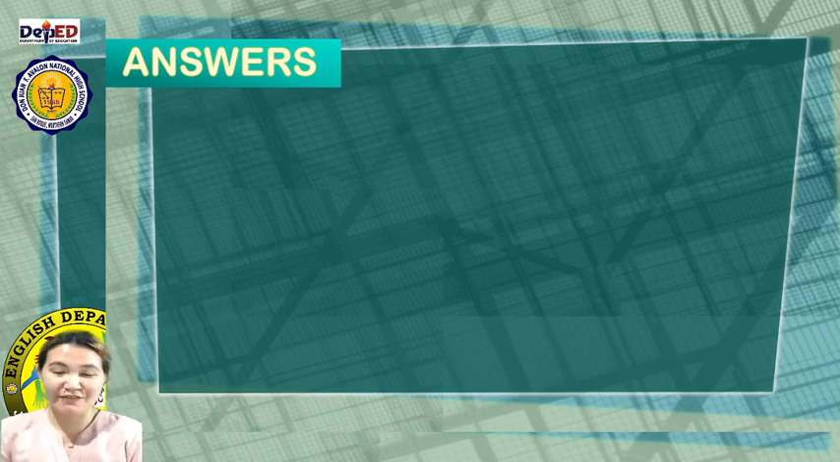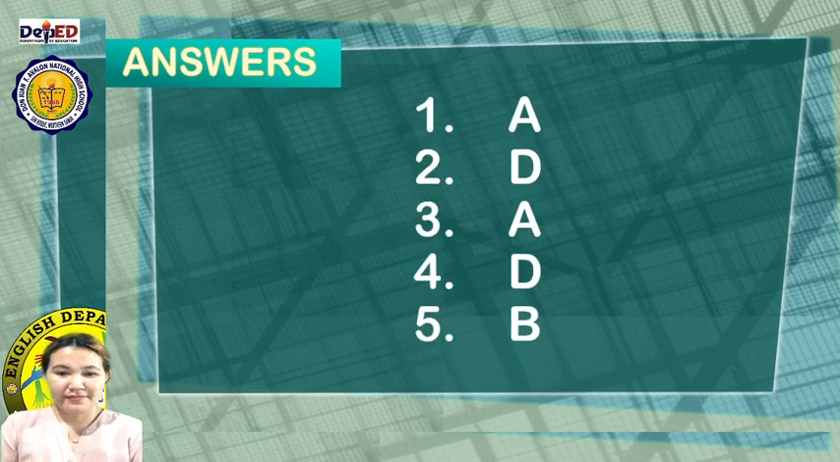Let's check if your answers are correct. Okay, for number 1, it's letter A. Number 2, D. Number 3, letter A. Number 4, letter D. And number 5 is letter B. So did you get the correct answer?